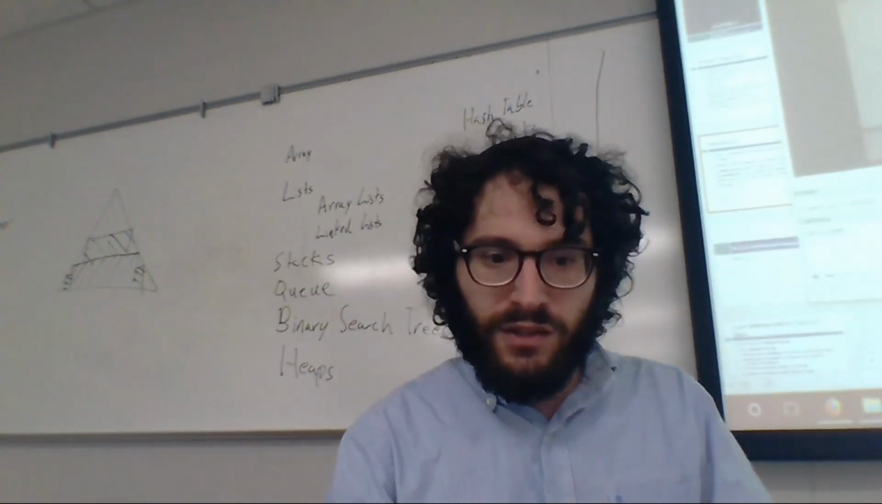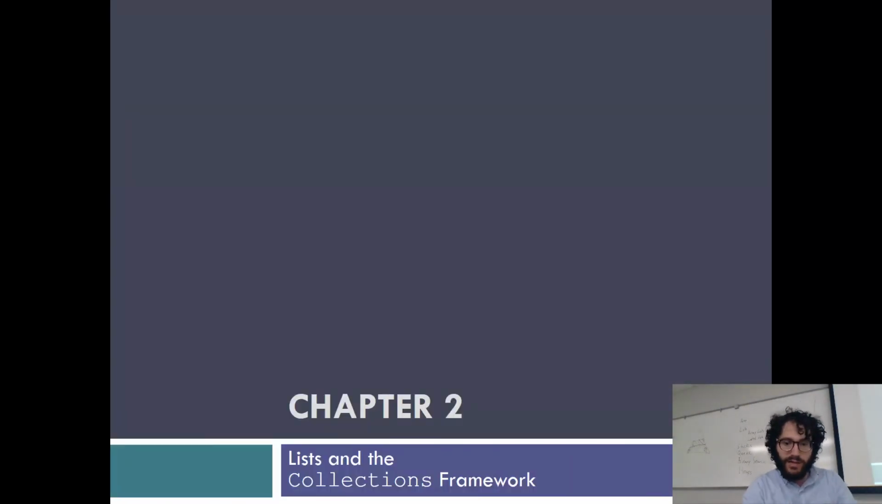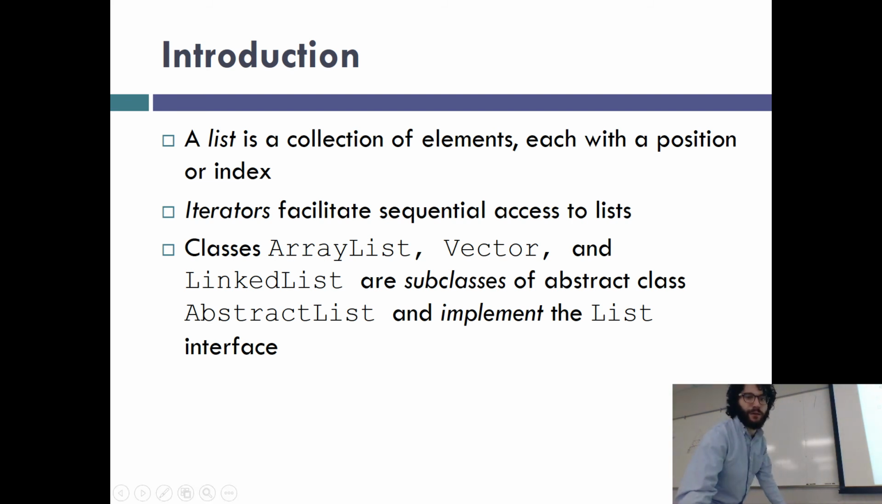So that being said, let's go ahead and talk about lists. We kind of have an intuitive understanding of what a list is. You probably have made a to-do list at some point in your life. And here's a common one, a shopping list. So let's go ahead and use the shopping list metaphor to actually talk about what we expect from a list. A list is defined as a collection of elements, each with a position or an index.